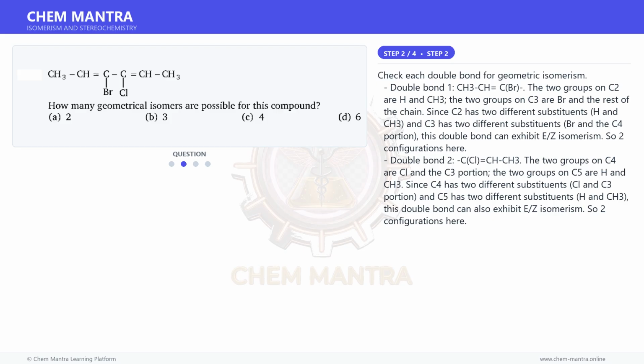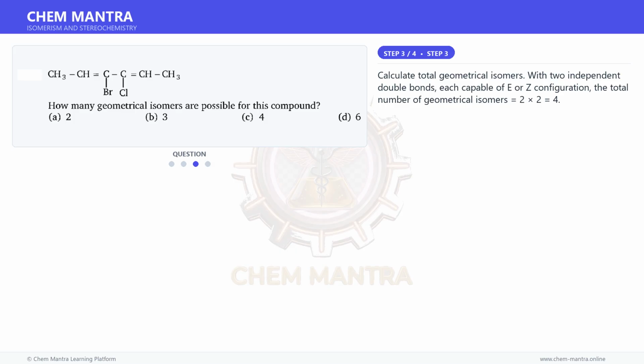Double bond 2, CCl=CH-CH3. The two groups on C4 are Cl and the C3 portion, the two groups on C5 are H and CH3. Since C4 has two different substituents, Cl and C3 portion, and C5 has two different substituents, H and CH3, this double bond can also exhibit E/Z isomerism. So two configurations here. Moving on to the next step.